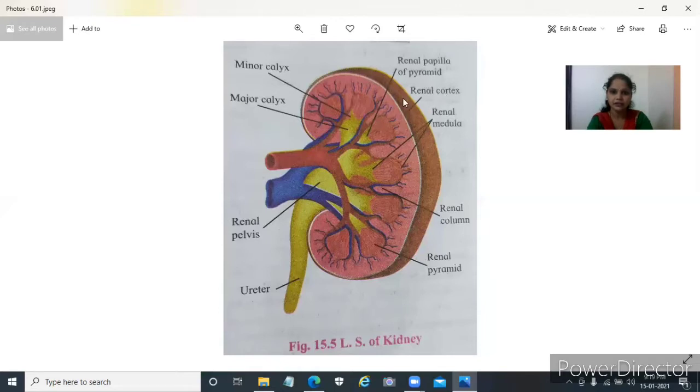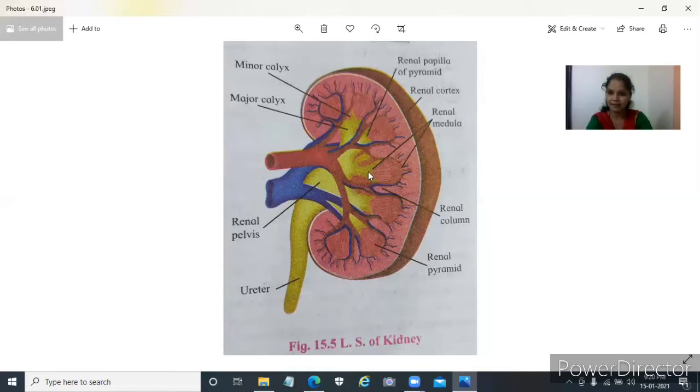Now this renal cortex has a granular structure. This granular structure is nothing but the Malpighian corpuscles as well as the convoluted tubules and the blood vessels. While the second part is the renal medulla. The renal medulla is a pale red color, which means it is a faint red color as compared to the cortex. Now it is triangular in shape.